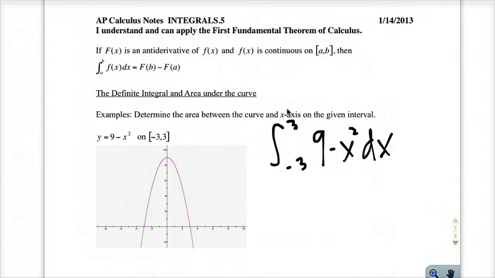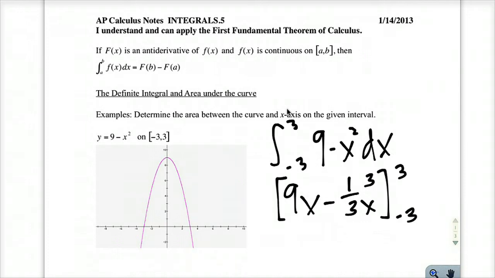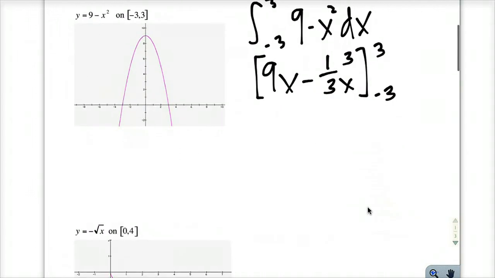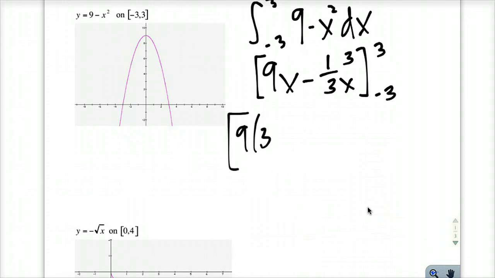So first of all, this is how you write this out: the antiderivative of 9 is 9x, and the antiderivative of x squared is 1/3 x to the third. Then I draw these brackets, and then I write my bounds, negative 3 to 3. Again, I'm going to plug 3 into here and get a number, then plug negative 3 in here, get a number, and subtract the two. So first, let's plug in 3, in brackets: 9 times 3, minus 1/3 times 3 to the third power. Then I'll do the same thing, but subtract, for plugging in negative 3.